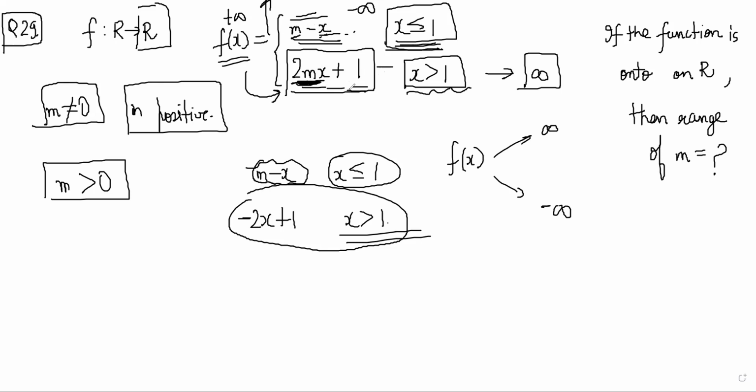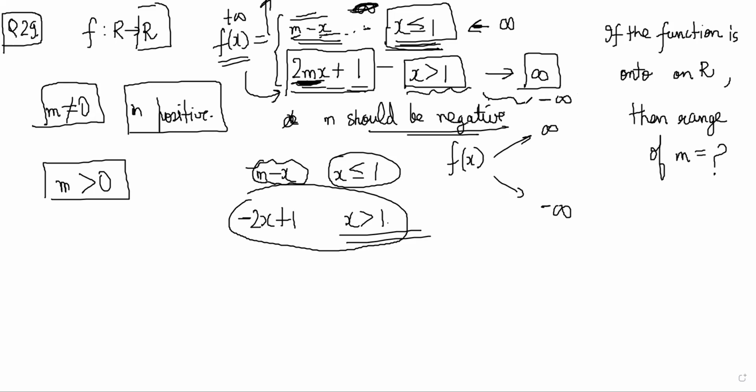So our thing is a little different. X is positive, you have to go to minus infinity, right? So m should be negative then, right? Because x is positive, you are not getting to minus infinity here. You're getting to infinity here, right? And you're getting to minus infinity here, right? So m should be negative.